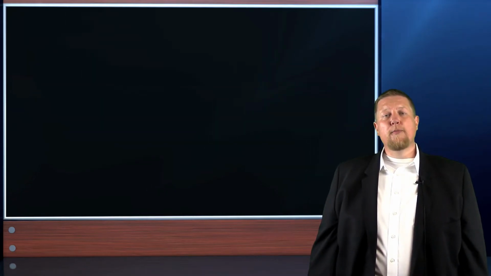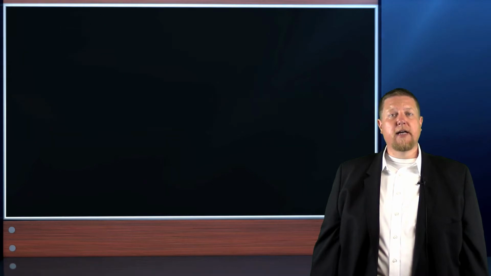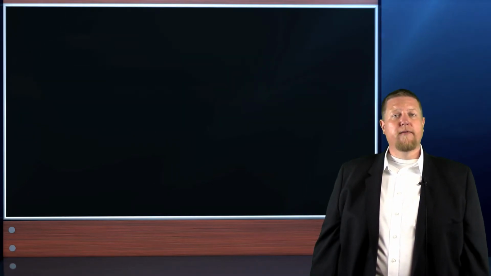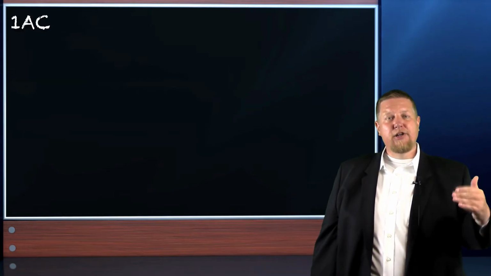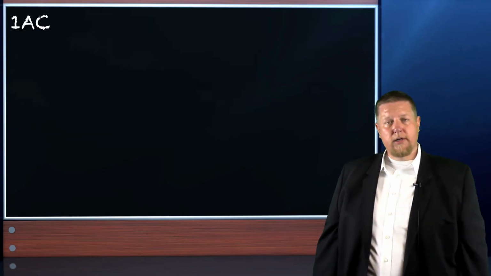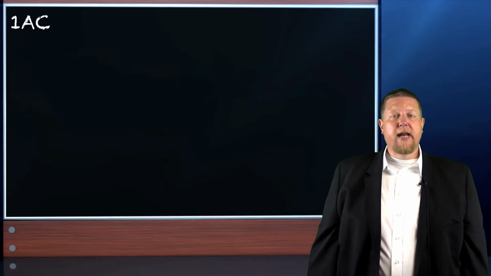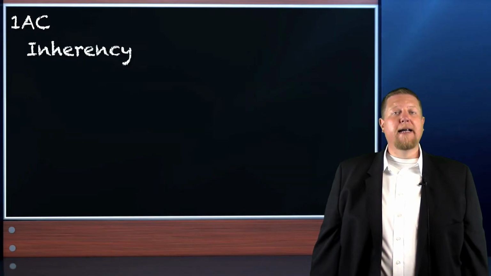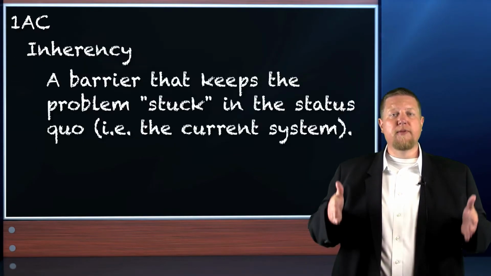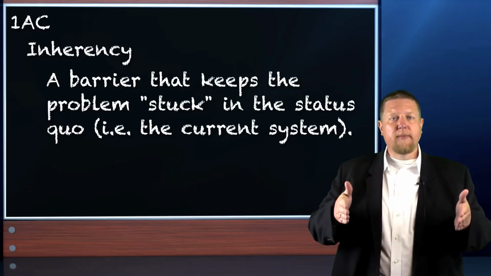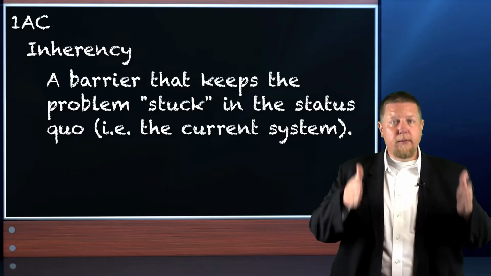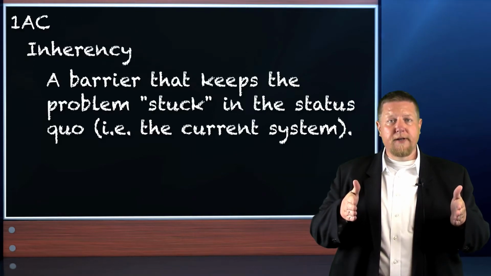We know that the affirmative team gives the first speech, so let's take a look at the first affirmative constructive. The first affirmative constructive is actually organized by each of the stock issues, so it's a good place to start. The first stock issue is inherency. Inherency is defined as a barrier that keeps the problem stuck in the status quo or the current system. In other words, there's a problem in the status quo, and there will continue to be a problem until we propose a plan to fix it.